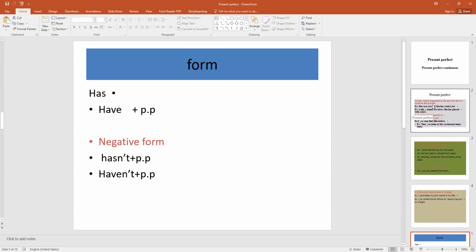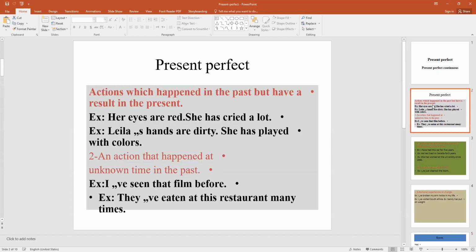Let's move to this slide, slide 2. You will find the usages of present perfect. Number 1, we use it to speak about actions which happened in the past, but have a result in the present. How come that some actions happened in the past, but have a result in the present? Yes, we have this. For example, if you entered your house and you find your little brother or sister, her hand is full of colors.